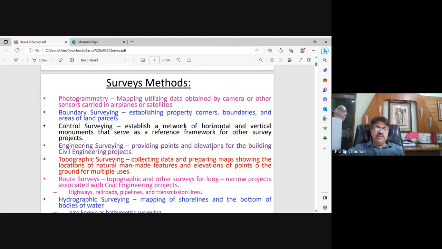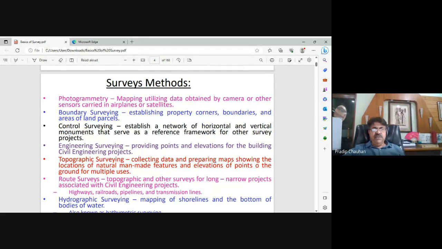Another is boundary surveying, where we establish different properties, their corners, their boundaries, and the area of the land parcels. You might know that during your education you studied traverse survey, then adjusting the errors at all the different corners, and thereby making the survey.